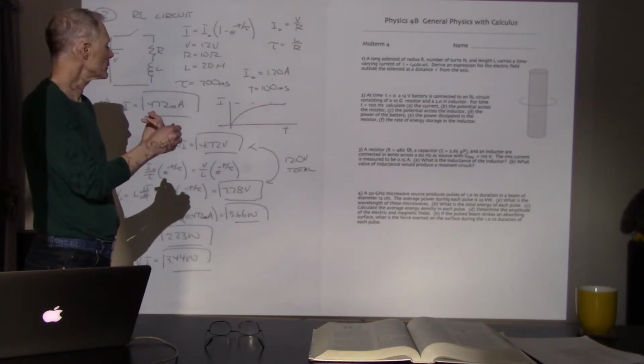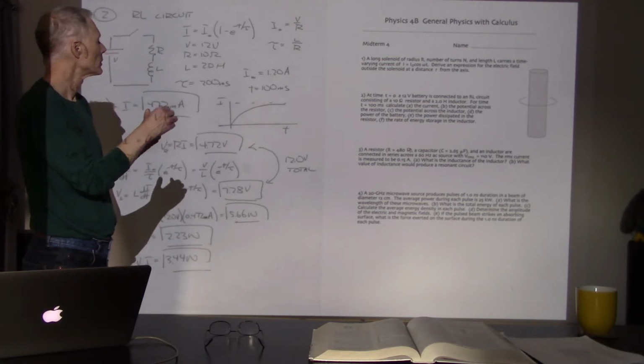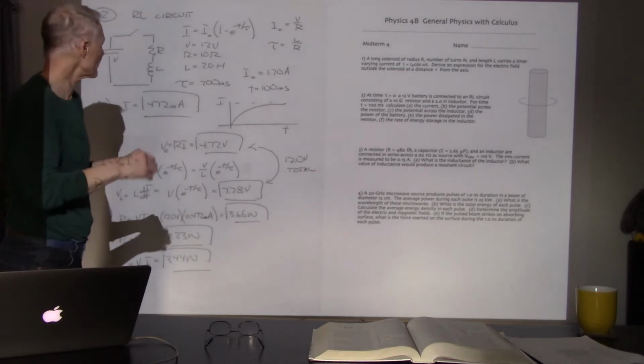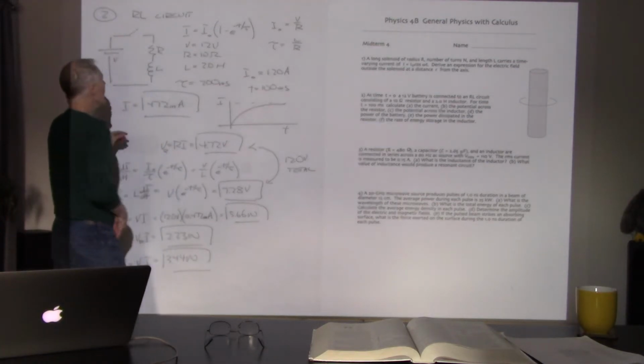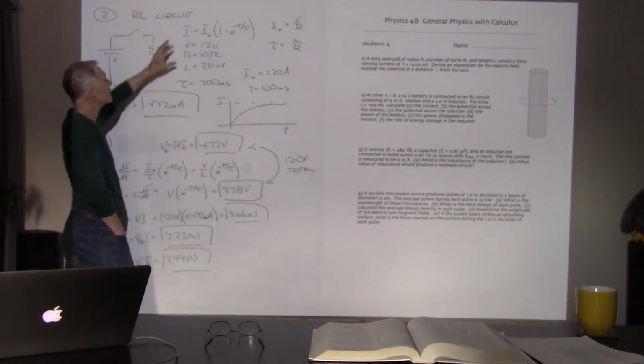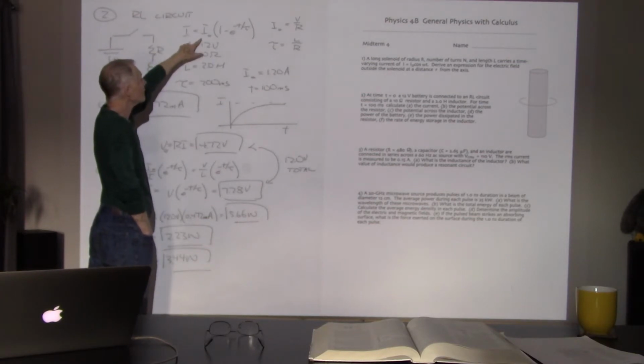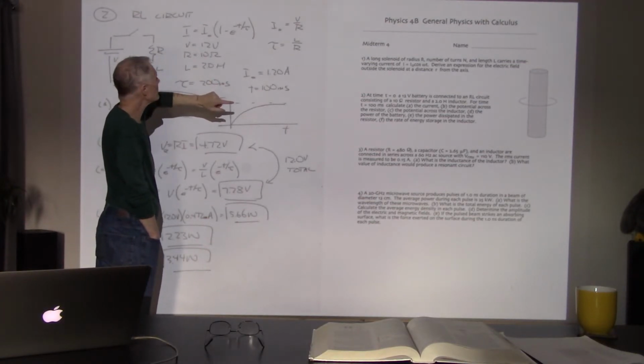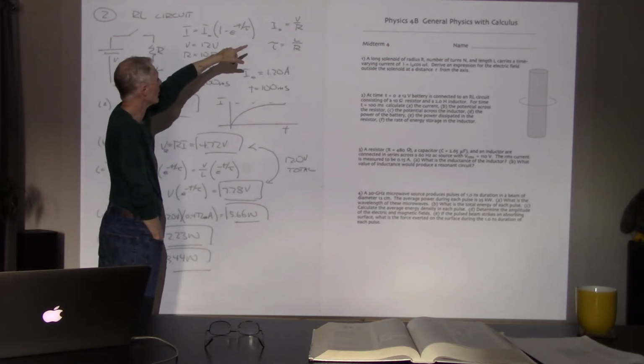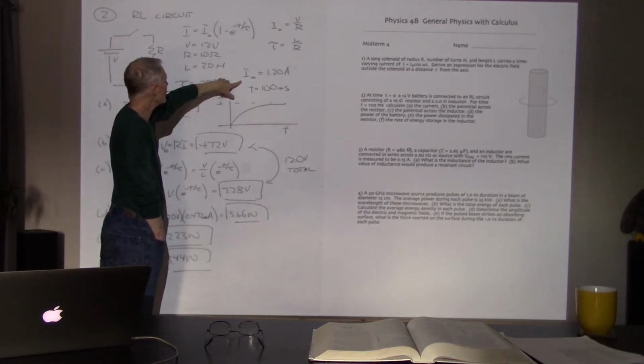So current, voltage, power: those are the 6 things we've got to calculate here. Let's see, we're just going to follow that formula. I naught is going to be given by V over R. That gives me 1.20 amps.